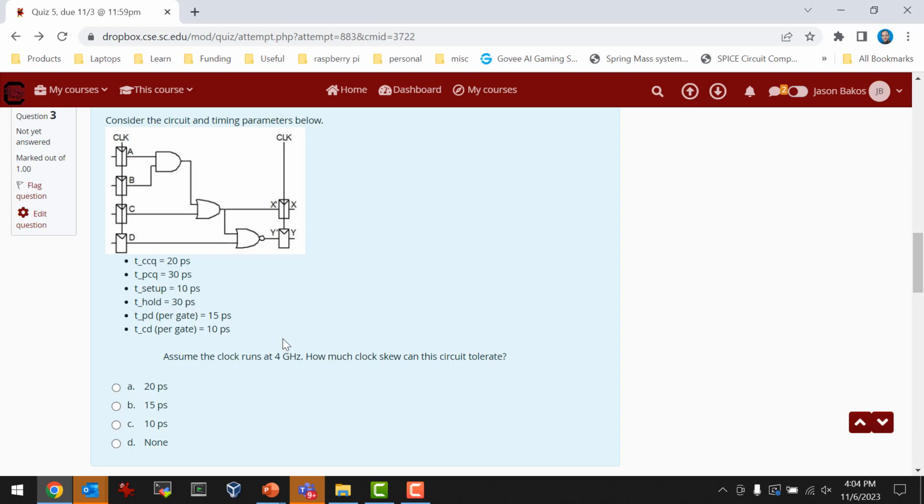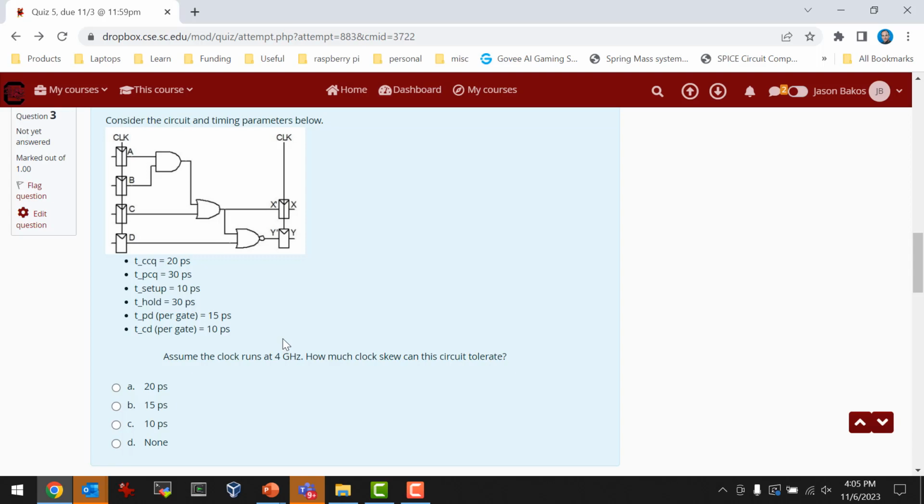So this is the delay of the flip-flops, t PCQ. This is the propagation delay of the logic. This is the setup time, and this is the skew. And all of this has to be less than or equal to the clock period, right?